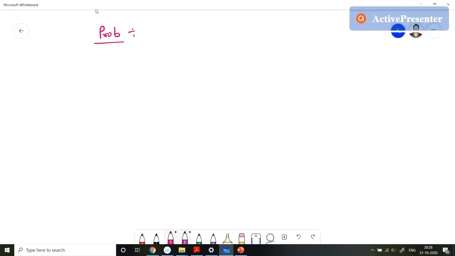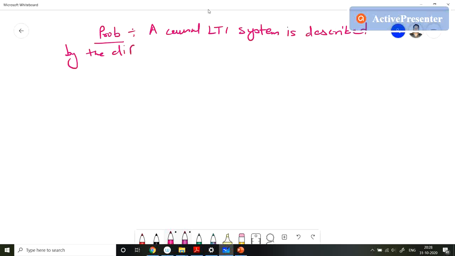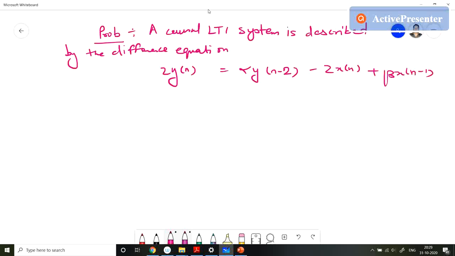So the problem is, a causal LTI system is described by the difference equation, and the equation is 2yn equals alpha y n minus 2 minus 2xn plus beta x n minus 1.